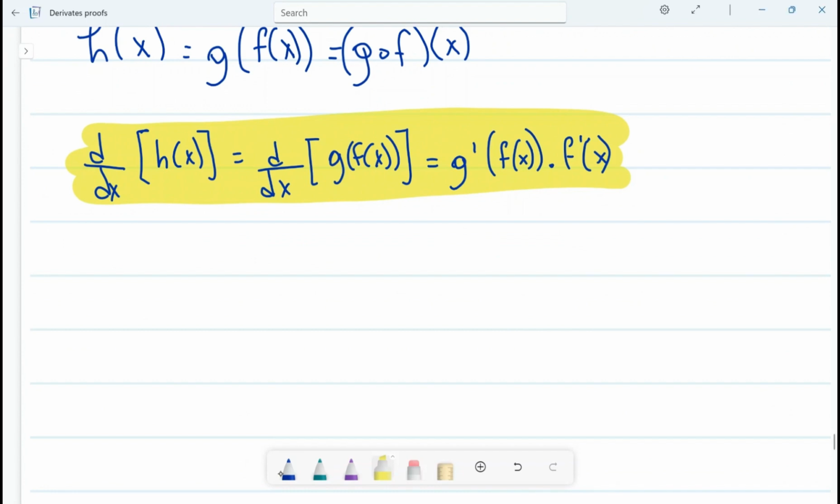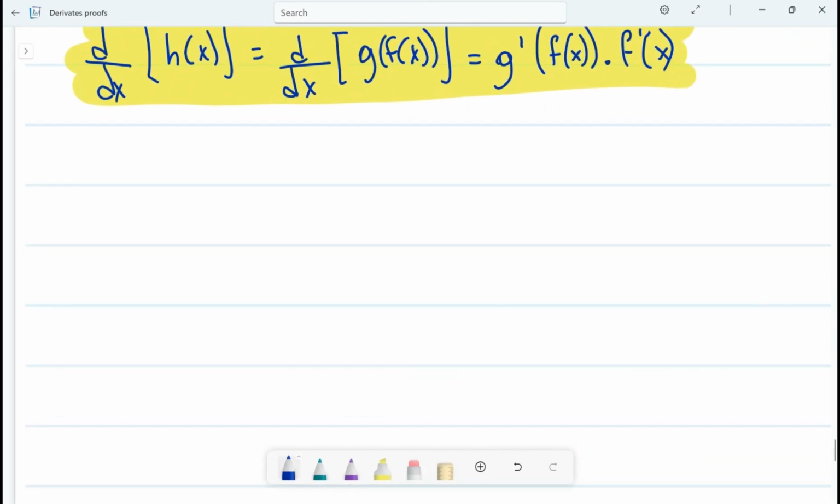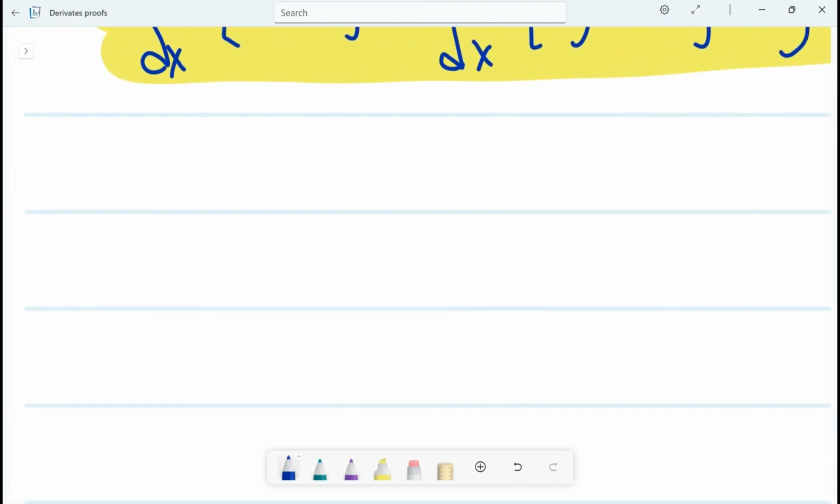Now, this is one of these rules where just writing the statement down is maybe not always understood. So I will show it to you with an example. So let's say we want to take the derivative of cosine of 2x.